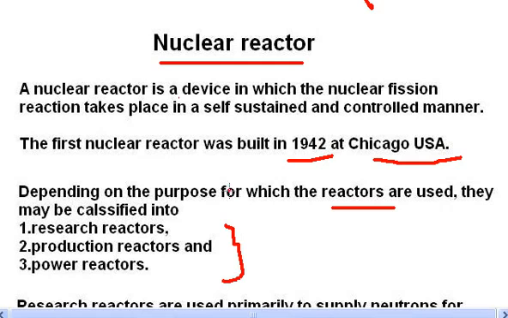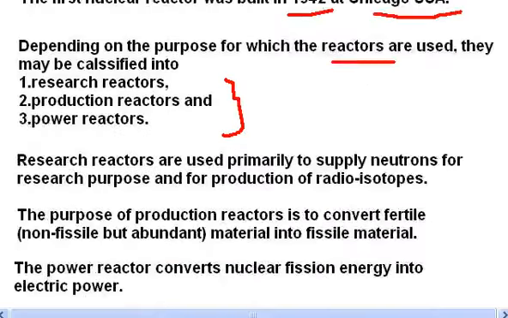So nuclear reactor is nothing but a device where the nuclear fission reaction takes place in a self-sustained and a controlled manner. And the first reactor was built in 1942 at Chicago, USA. Depending upon the purpose, the reactors are classified into three types. That is research reactor, second is the production reactor, and the third is the power reactor. Now let us discuss about each type of the reactor.